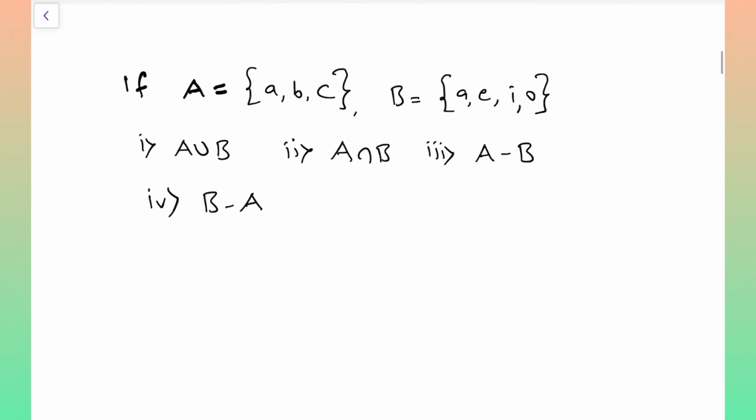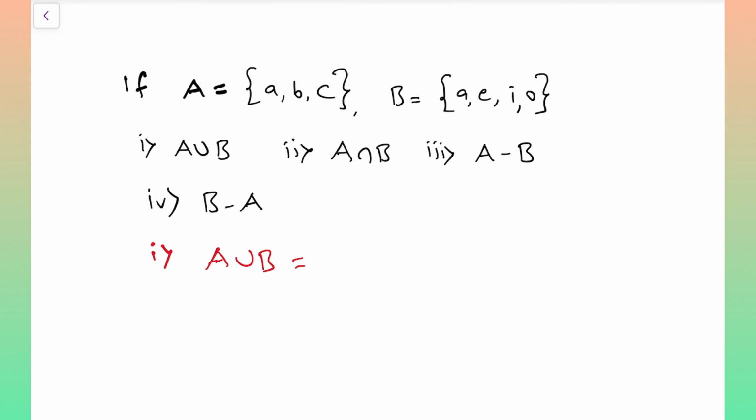Next, coming to the operations on sets: union, intersection and difference of sets. If set A is equal to A comma B comma C and set B equals A comma E comma I comma O, then find A union B, A intersection B, A minus B as well as B minus A. First let us find the value of A union B.